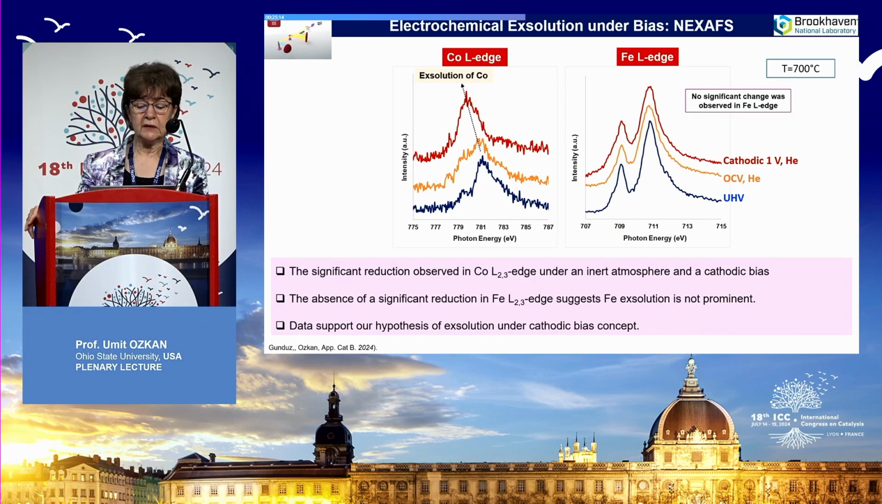Now, we have also looked at the same phenomenon using NEXAFS, again at Brookhaven National Lab, and the iron L-edge did not really show much change as we went from OCV to a cathodic current or voltage application. But if we look at the cobalt L-edge, we clearly see that there is a significant reduction of the cobalt. So actually, this data supports our hypothesis that exsolution under a cathodic bias is happening.